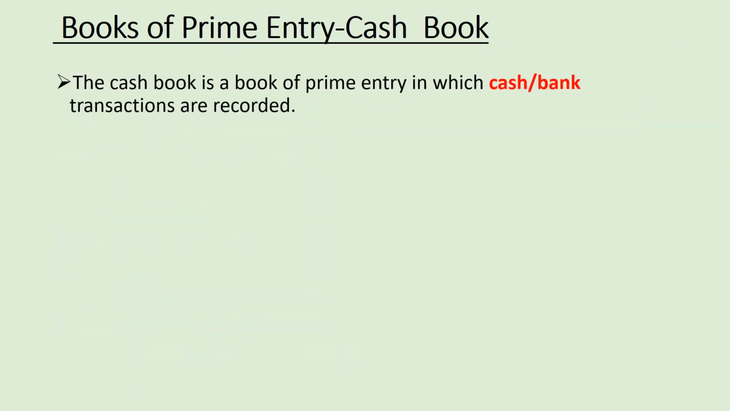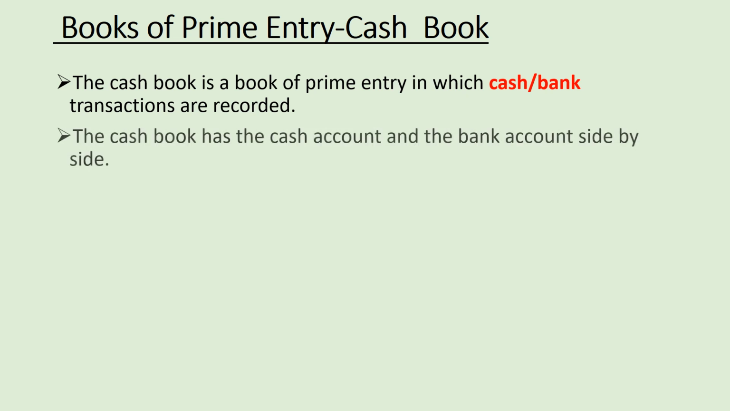So the cash book is a book of prime entry in which cash or bank transactions are recorded. So cash transactions and bank transactions are recorded in the cash book. So when you have a cash book, don't think it's just cash, but also bank. So you have to keep that. In short, the cash book has the cash account and the bank account. The cash account is where the actual cash in terms of notes and coins is recorded. Then the bank is for transactions, of course, that involve the check and all banking services.